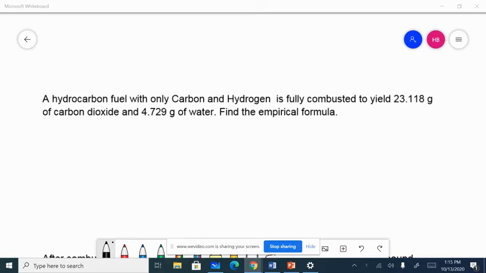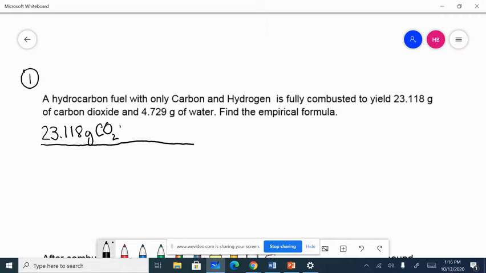This is number 1. A hydrocarbon fuel with only carbon and hydrogen is fully combusted to yield 23.118 grams of carbon dioxide and 4.729 grams of water. Find the empirical formula. So the first thing we do, and remember there's more than one way to do these problems, but this is the way we learned. If you decide to do percent composition, you can do that also.